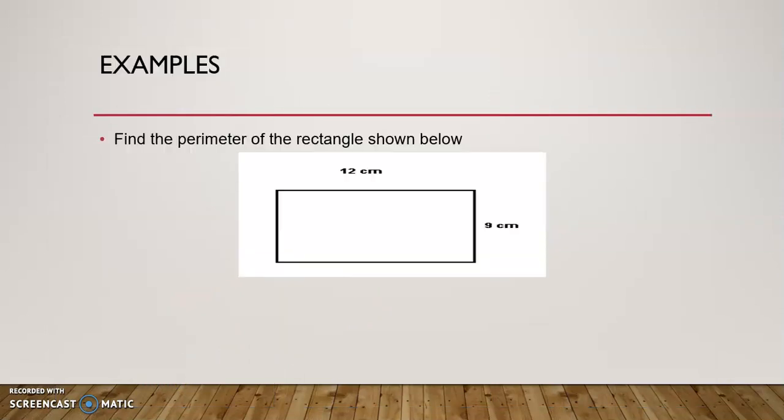Now let's look at examples. This is a rectangle. We've been asked to find its perimeter. Now, we said that the perimeter of a rectangle is 2 times length plus breadth. This is the length and this is the breadth, which is 2 times 12 plus 9. 12 plus 9 is what? 21. So 2 times 21 is 42. So it simply means that the perimeter of this shape is 42 centimeters.